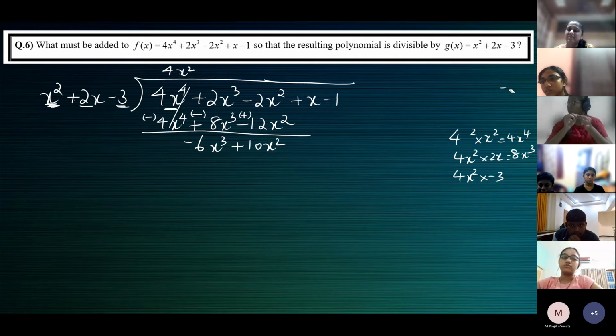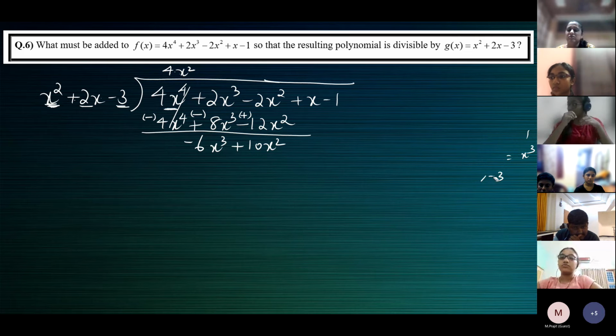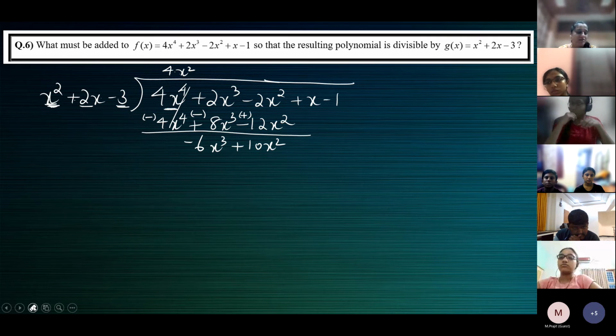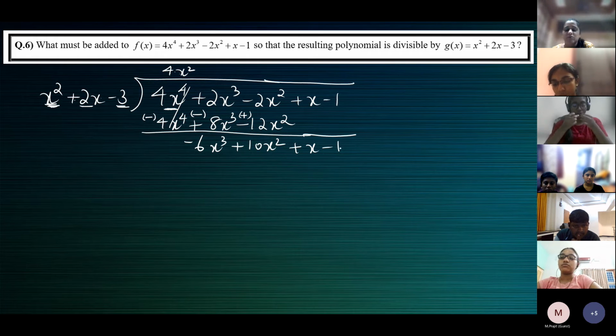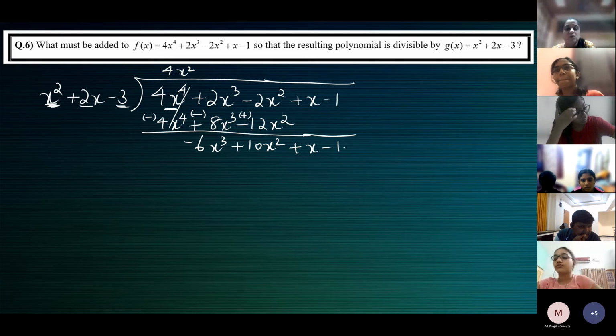Now bring the next term, or you can bring all the remaining terms down. It's not like numerical division where you have to bring only one digit down. You can bring both x and minus 1 down. So the remaining terms plus x and minus 1 come down. So now this is the new dividend. What is the new dividend? Minus 6x cube plus 10x square plus x minus 1 is the new dividend.